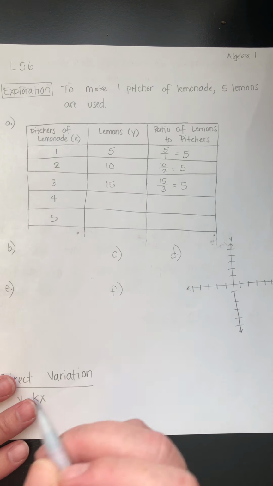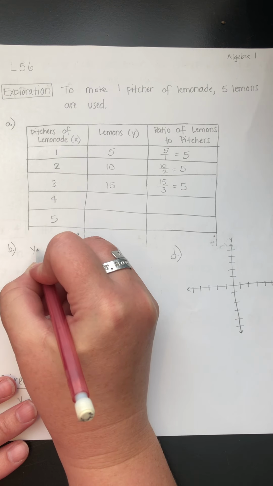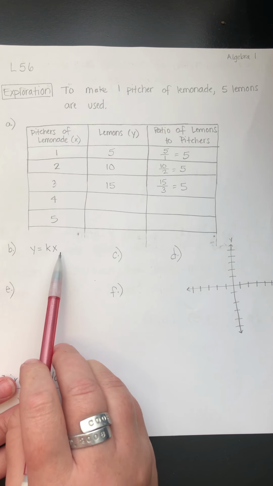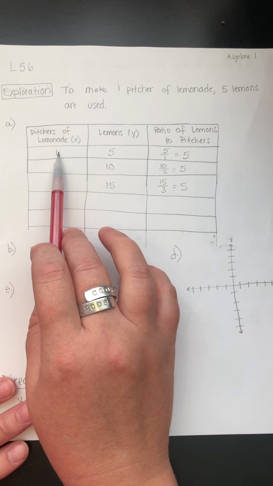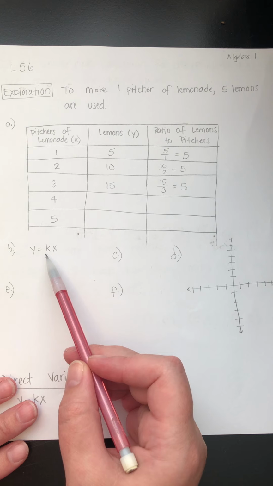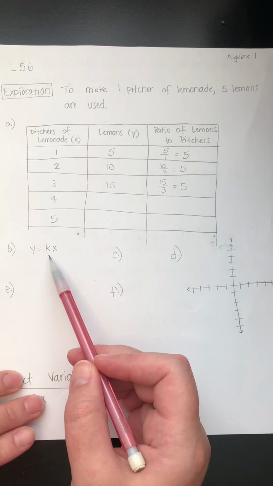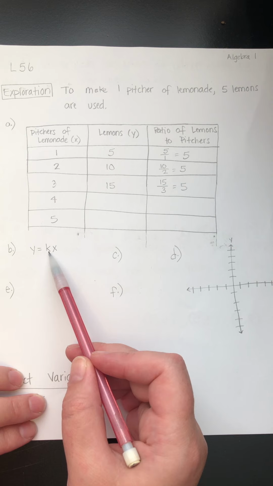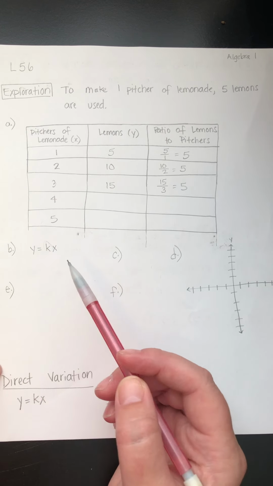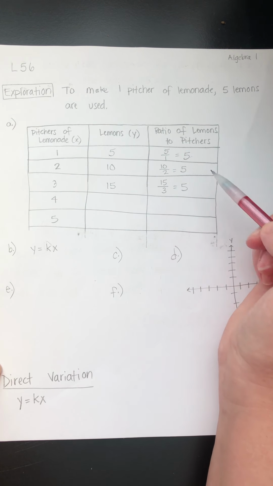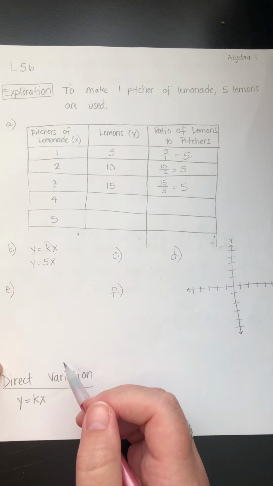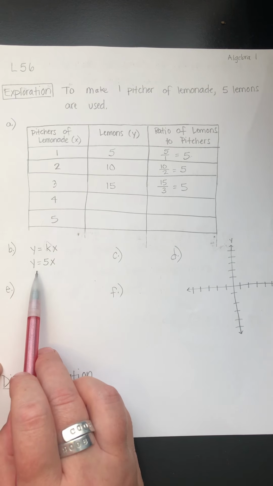Direct variation is always going to be y equals k times x. x is the pitchers of lemonade and y is the lemons. k is always going to change, so it's a variable. Okay, so what number are we going to use for k? That is going to be our ratio right here. It's going to be 5. y equals 5x. This right here is going to be our function.